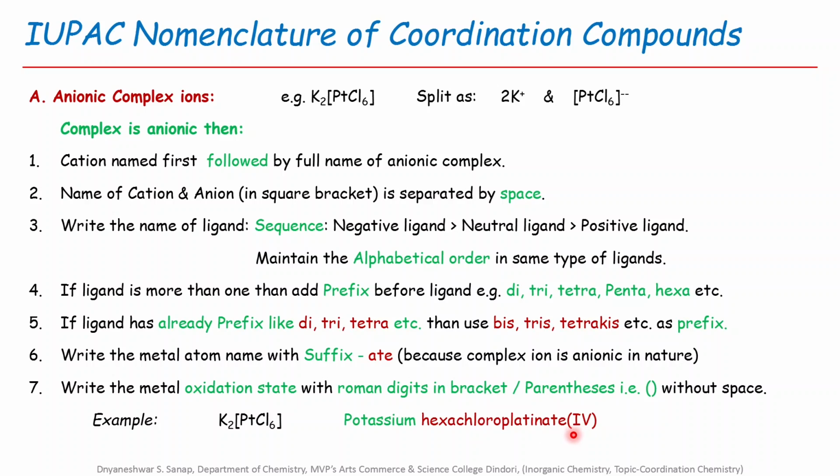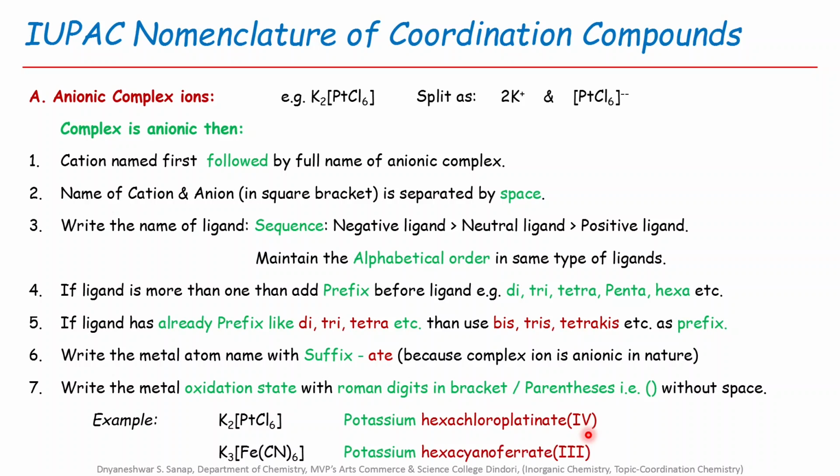After that, without space, we write the oxidation state of platinum. Here six Cl- ions are attached to the platinum metal ion and two potassium cations are present, so the oxidation state of platinum is 4, and we write this oxidation state in parentheses without space between the metal atom and the oxidation state number.